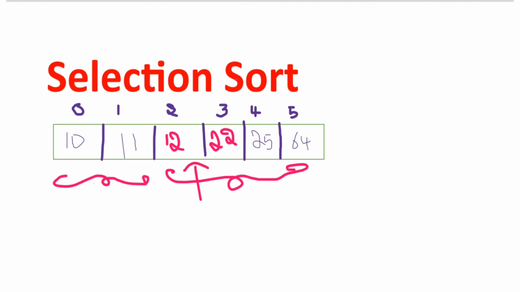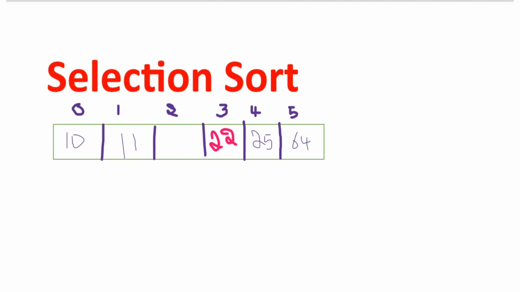Now the sorted list is 10, 11 and 12. The unsorted list is 22, 25 and 64. Now I need to take the next element. 22 is the next element.